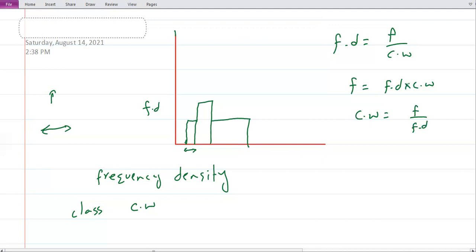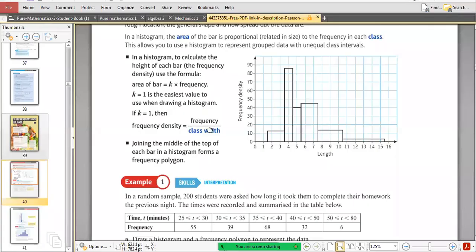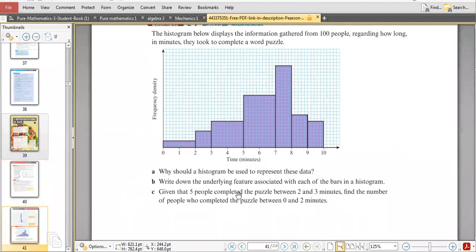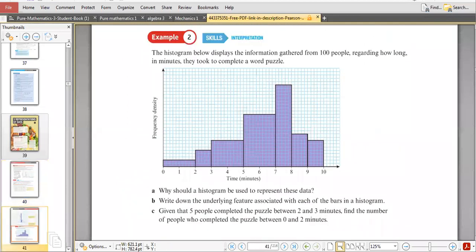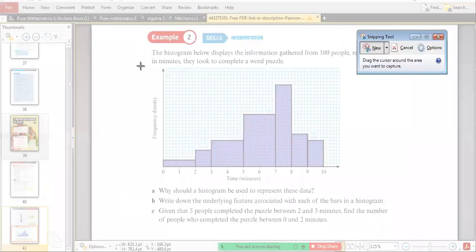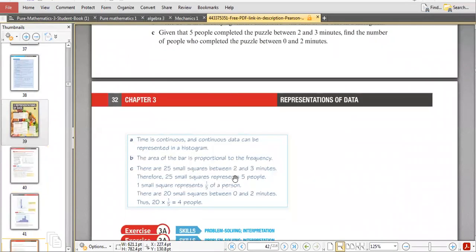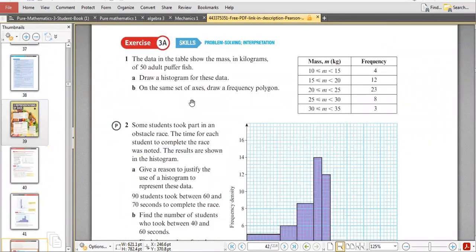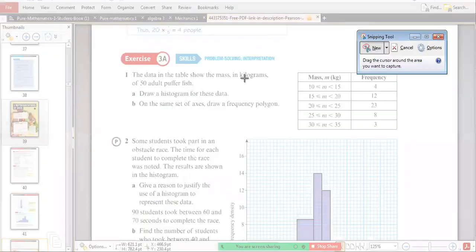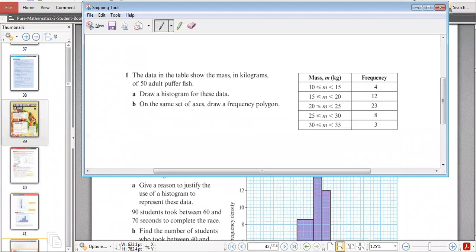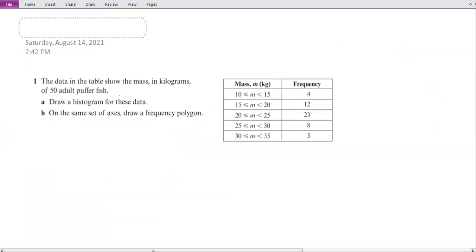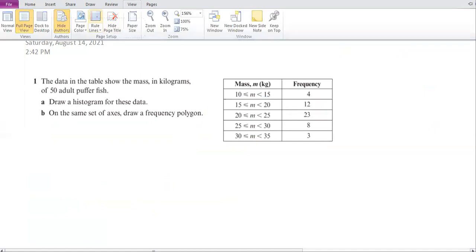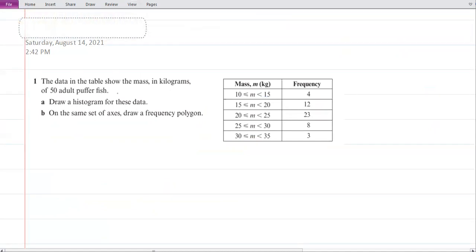Now I will move to the exercise to do certain questions and then we will discuss them. Sorry, this was an example, so let me move to the exercise directly. Here the question is: the data in the table shows the mass in kilograms of 50 adult fish. Draw a histogram of the data. I told you that in a histogram you need frequency densities and class width.